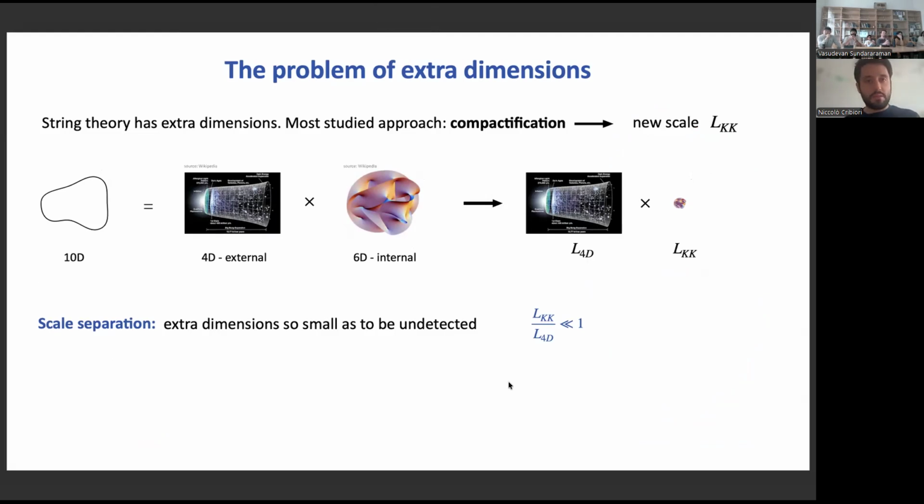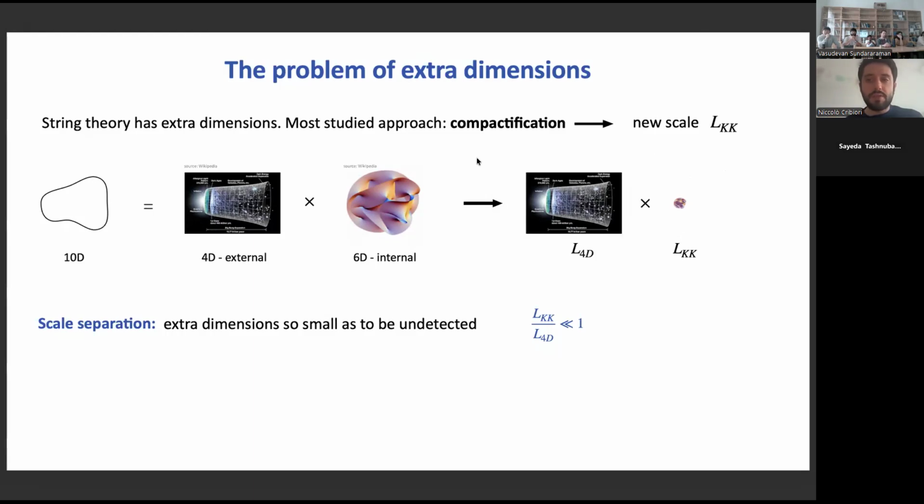In this framework, the most studied approach, which is not the only one but is the most developed today, is called compactification. It's the idea that the full 10-dimensional space in which we understand string theory is actually split into two parts. One is the external 4-dimensional part, the one in which we live. And then there is an internal 6-dimensional part, which has to be likely very, very small.